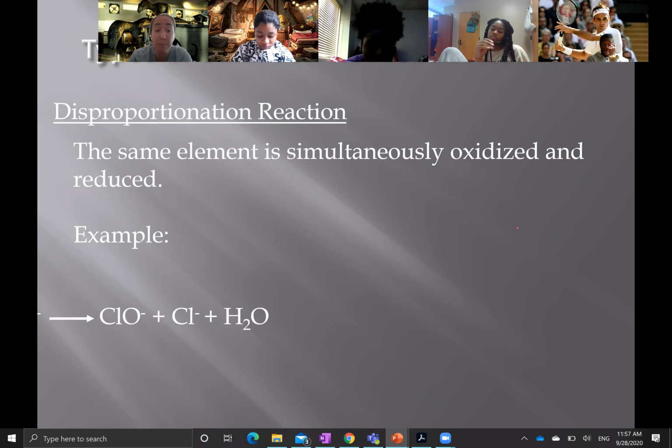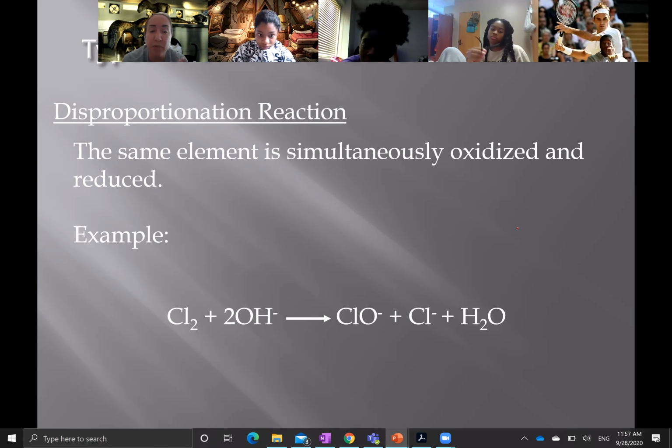So for example, look at this. Let's really quickly do it. Give me some oxidation states. What's the oxidation state of chlorine here, Cl2? 0. Yep. What's the oxidation state of oxygen here?